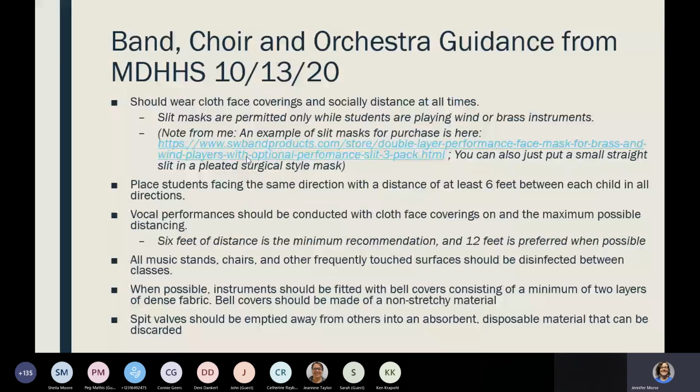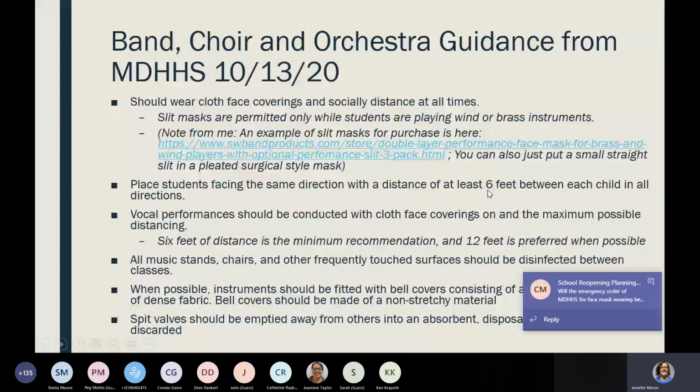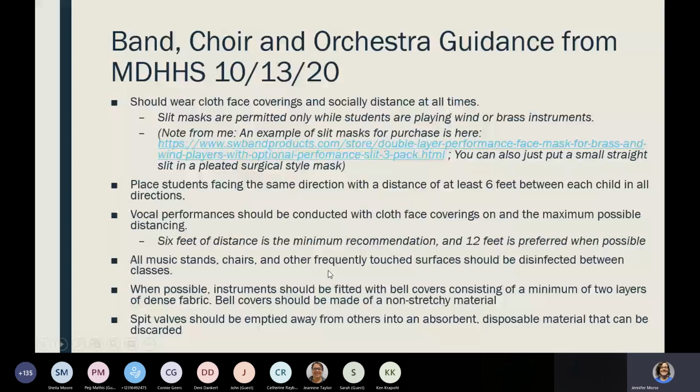You want all your students facing the same direction. You try to get them 6 feet apart. Vocal students, so choir, things like that, you want to have them with a face covering. Try to keep them as far apart as possible. 12 feet is preferred, but 6 is the minimum. Clean all the permanent objects between classes. Use bell covers, and empty spit valves on absorbent disposable materials.